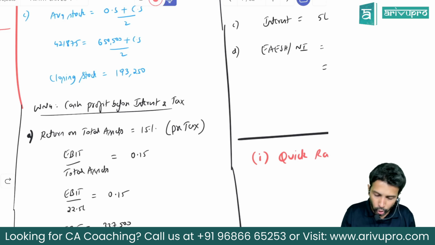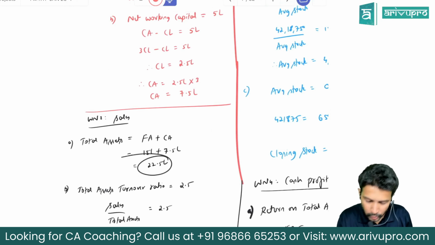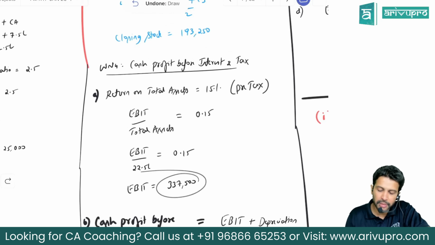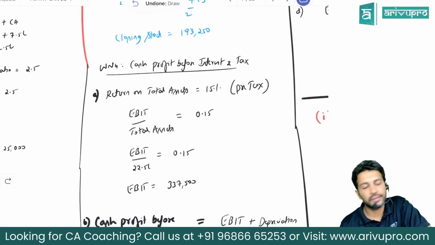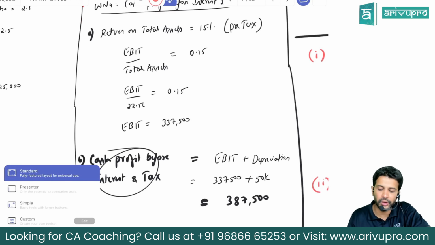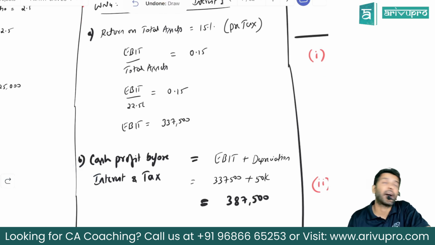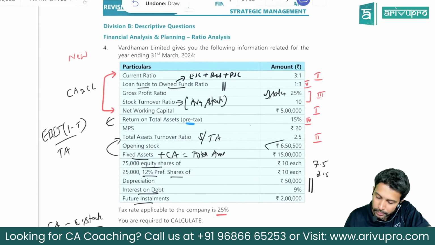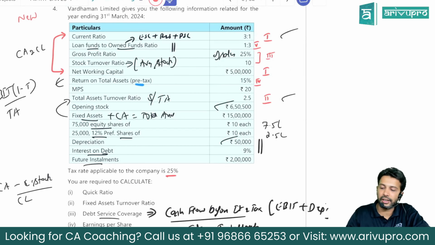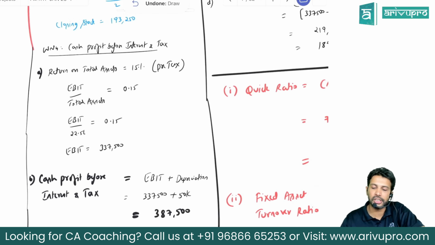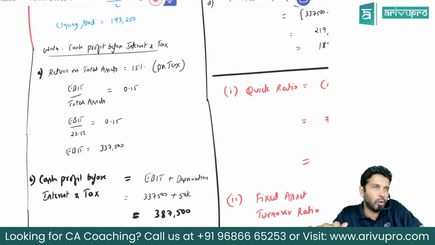Yes, sir. Total assets, do we know it in the question? Yes, we already worked it out. How much is total assets? 22.5. So substitute this, and you will get EBIT to be how much? 3,37,500. Done? Do we need EBIT or cash profit before interest and tax? Cash profit. And how do you get that? From EBIT, add back depreciation. Do you know the depreciation given in the question? Yes. How much is that? 50,000. Take EBIT, add back depreciation, and you will get cash profit before interest and tax. I'll give you a minute for this, just observe. Get yourself comfortable overall.